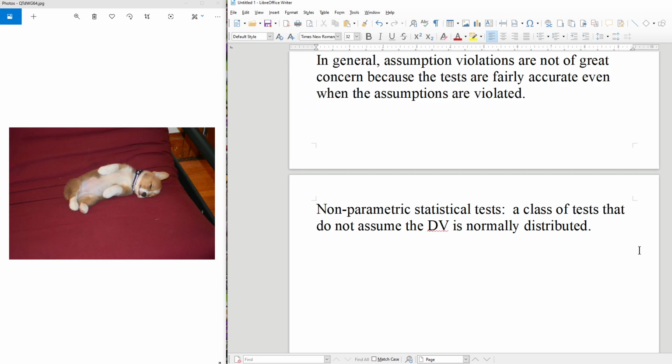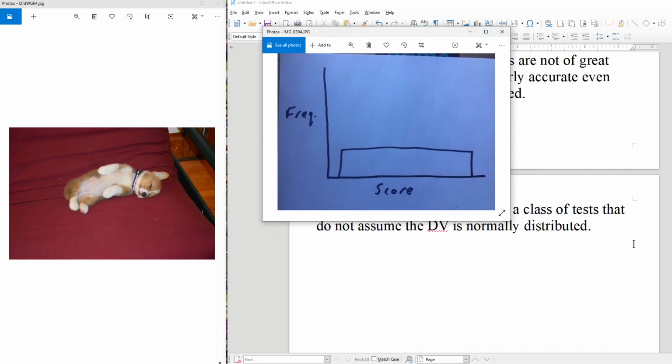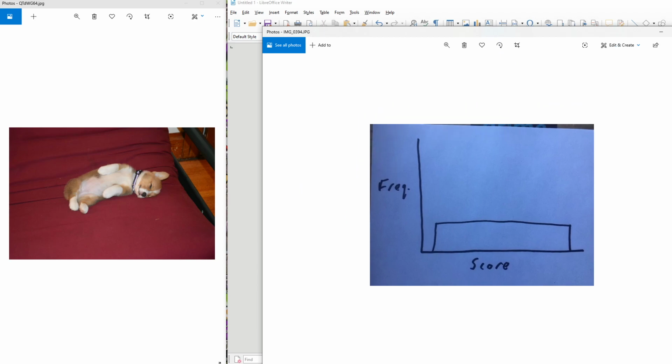And so it sounds like it's better. Hey, we ought to be doing these tests. They don't have this assumption that's often violated. Well, if that were the case, if they really didn't make any assumptions at all about how the dependent variable is distributed, I think people would use these tests more. But the problem is almost all of these non-parametric tests actually do have assumptions of their own. Specifically, they generally assume that if the dependent variable isn't normally distributed, at least it's symmetrically distributed.